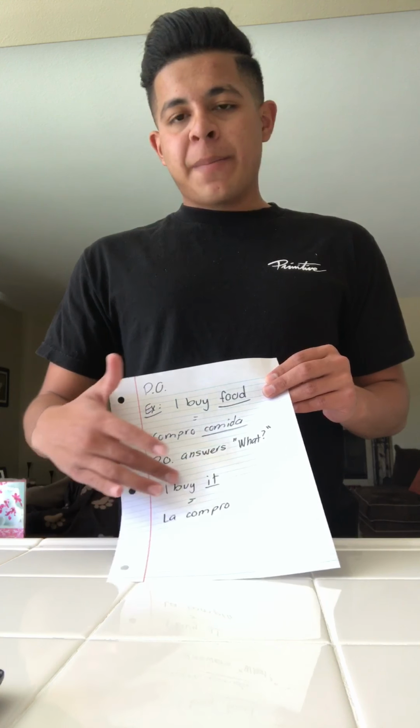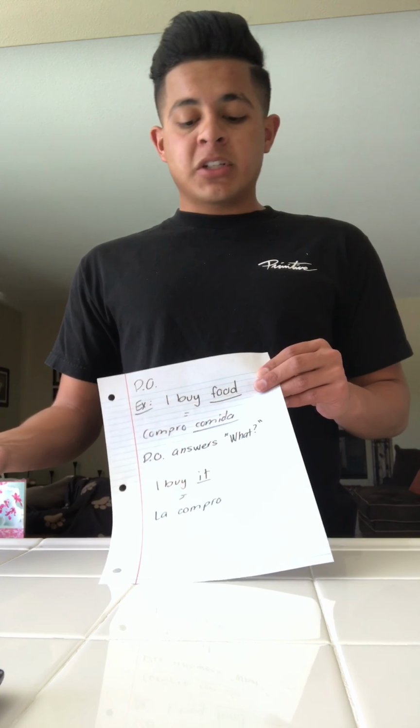So, direct object answers what. So, what does he buy? Food. So, for example, I buy it, being the direct object, translates to la compro.